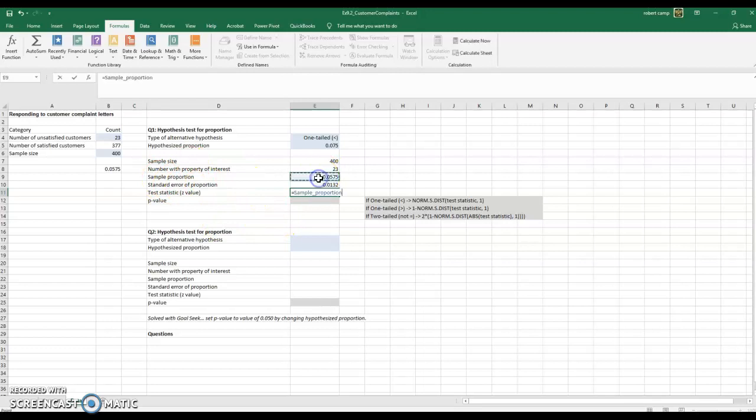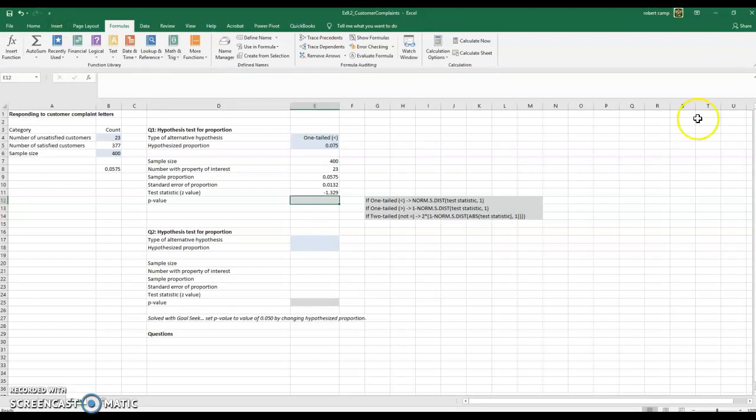So our sample proportion, we are going to subtract from that our hypothesized proportion. And then since this is going to be in the numerator, we want to put the parentheses around it. And then we're going to divide it by our standard error. And we pluck that out, and that gives us a z-value of negative 1.32.